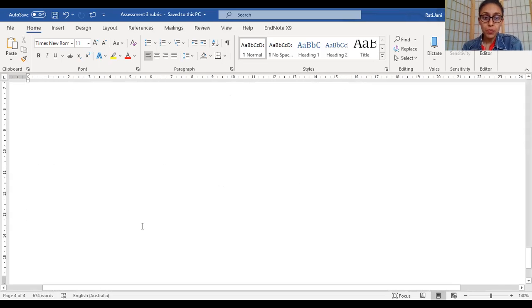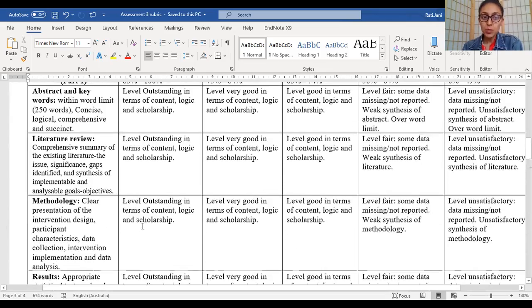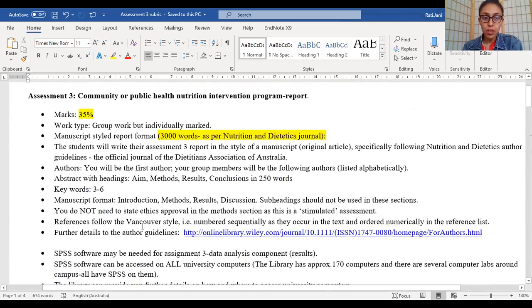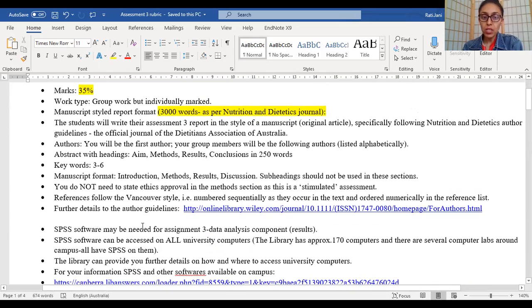That would be helpful. All right, so yes, guys, the rubric is pretty straightforward, not really rocket science. The most important thing is that you look at the author guidelines, so you know how you have to design and format your article.